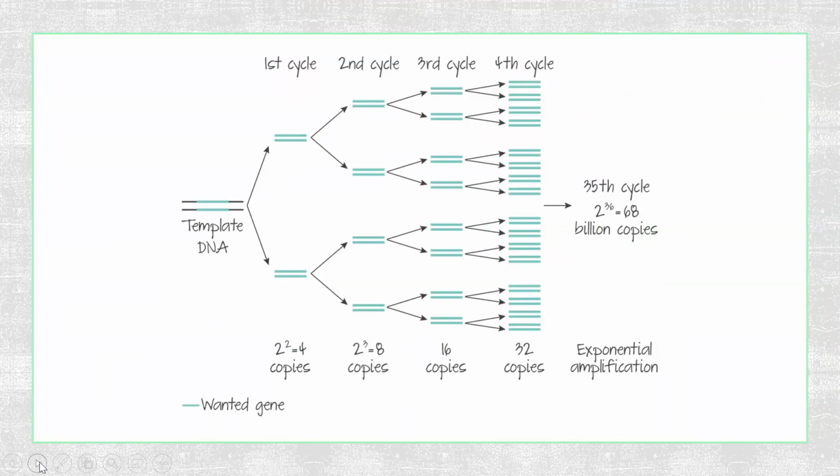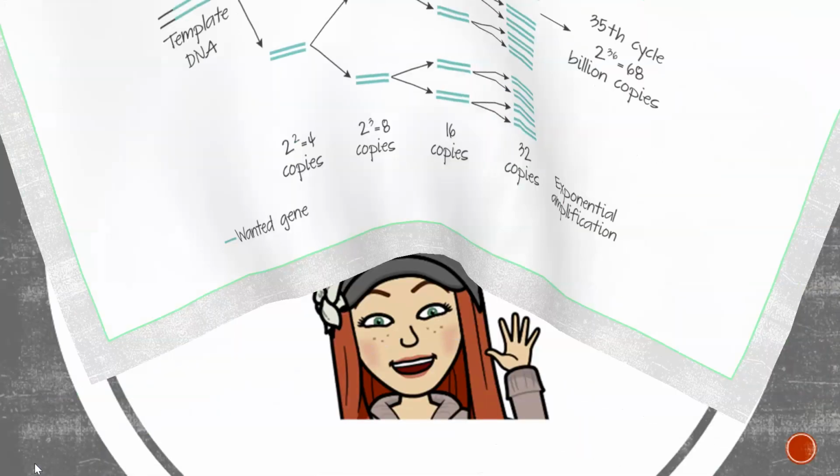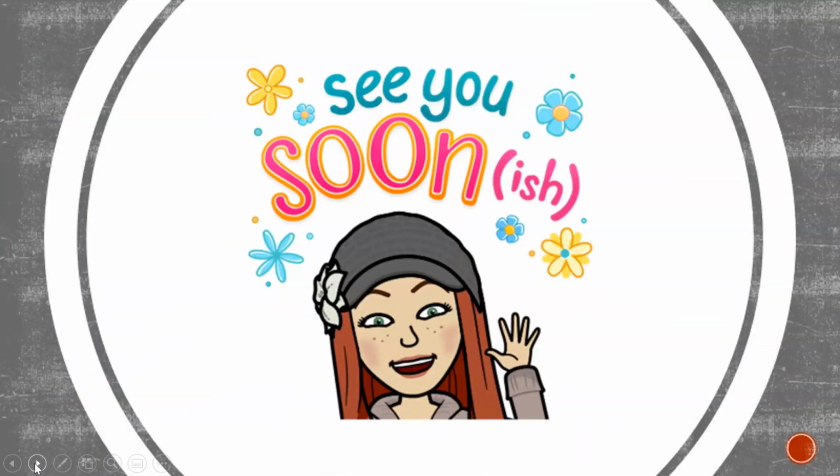Okay, so the reason that we do this, as you can see, we've got this initial DNA, and then we can replicate it very, very quickly using this process. Okay, that's it for the first video. You now need to watch the second video on transcription and translation.